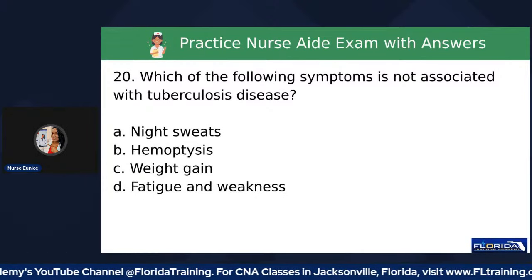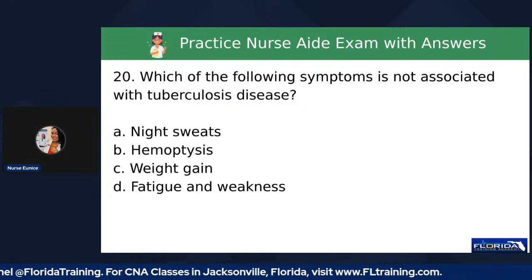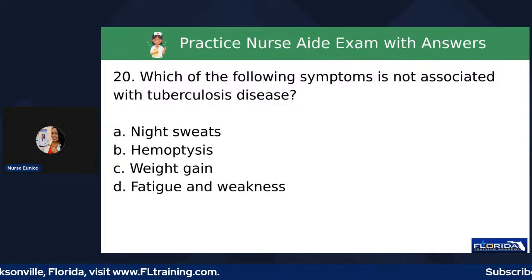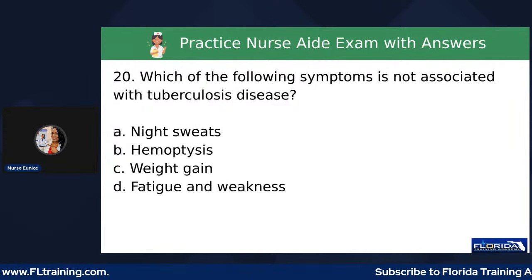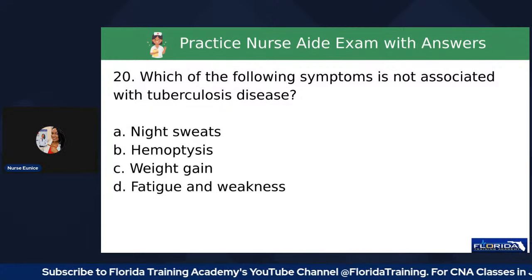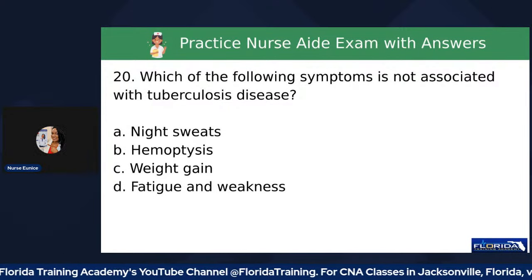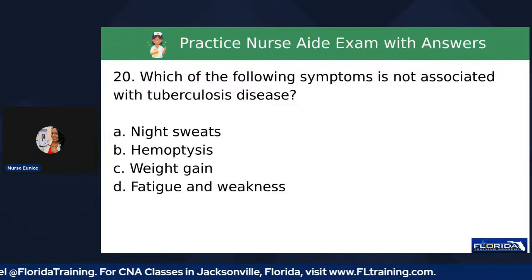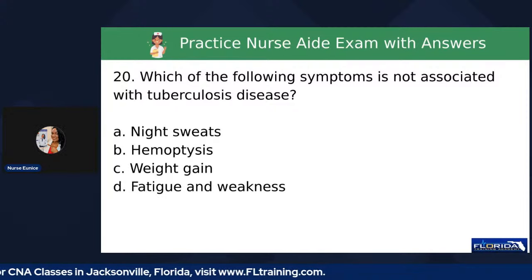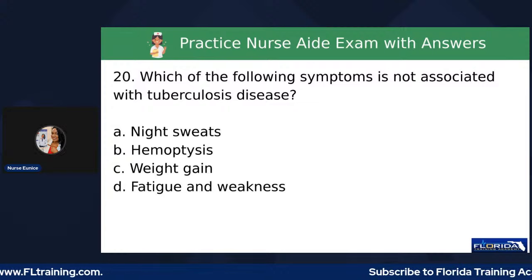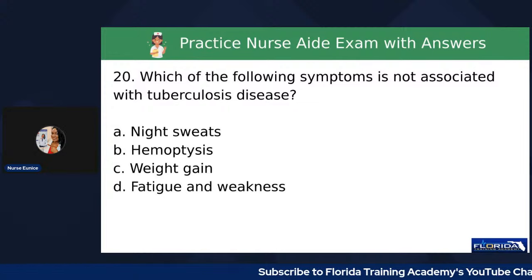Number 20, which of the following symptoms is not associated with tuberculosis? A, night sweats. B, hemoptysis. Whenever you see hemo in front of a term, hemo is the prefix, that means blood. So hemoptysis is coughing up blood. C, weight gain, or D, fatigue and weakness. Which is not associated with tuberculosis? I said those patients get sick, they have lung disease, they cough a lot. So what do you think is the oddball here?